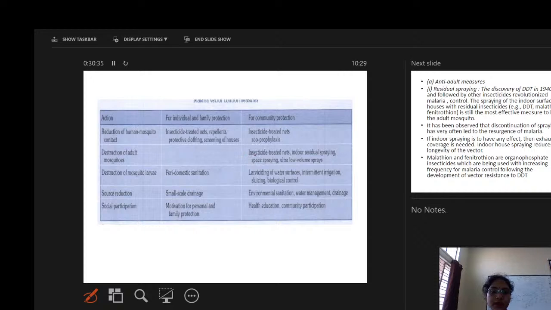So, community protection: you will have insecticide treatments, indoor residual spraying, space spraying, ultra low volume sprays, destruction of mosquito larvae, peri-domestic sanitation, and larviciding. In a community, you will have to do larviciding of water surfaces, intermittent irrigation, biological control, and source reduction. In individual and family protection, you will do small scale drainage, and for community participation, environmental sanitation, water management, and drainage. Social participation: motivation for personal and family protection, and health education and community participation.